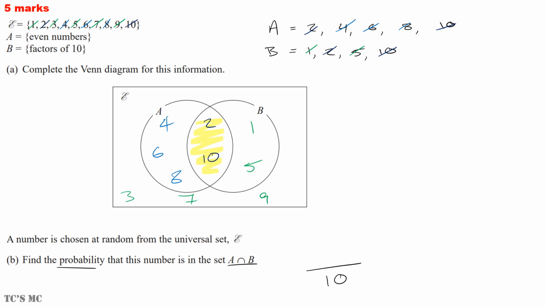It says, find the probability that this number is in the set A intersection B. There are 2 numbers in that intersection, so our numerator is 2, and that is our second mark. Altogether, we have 5 marks.